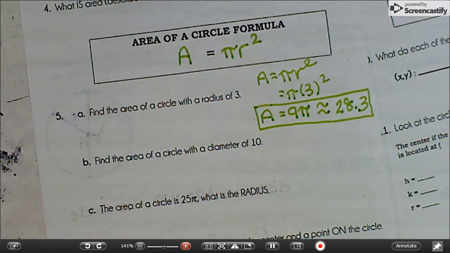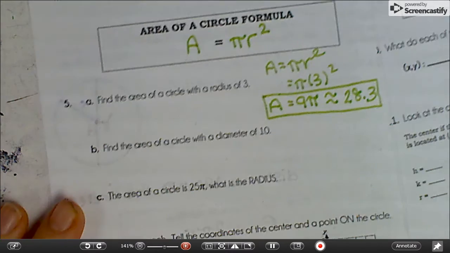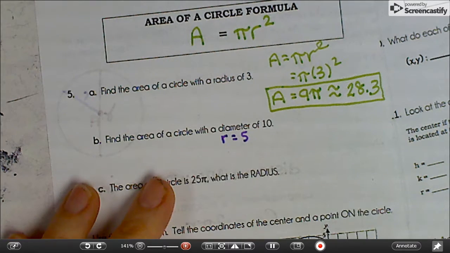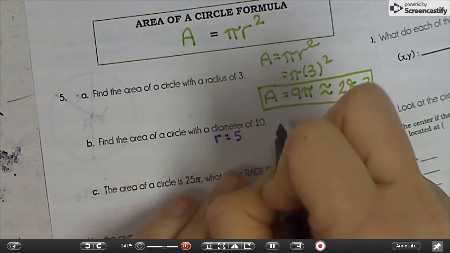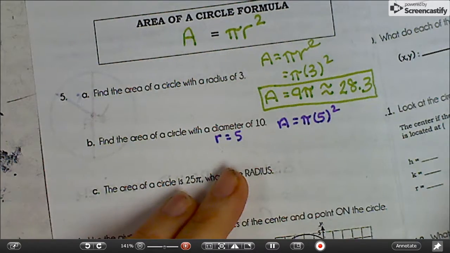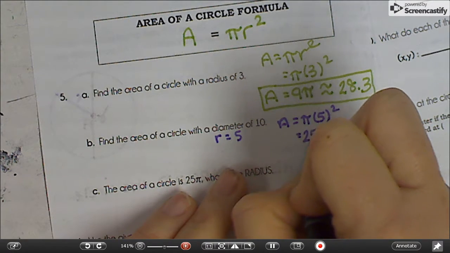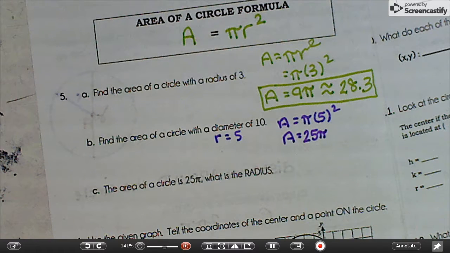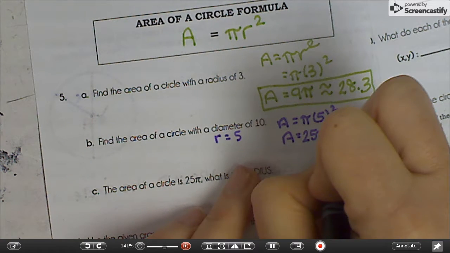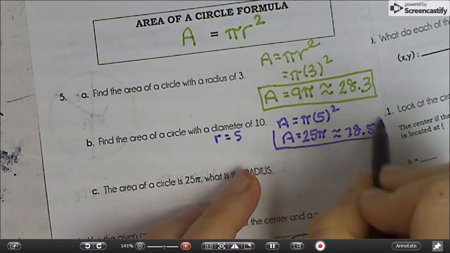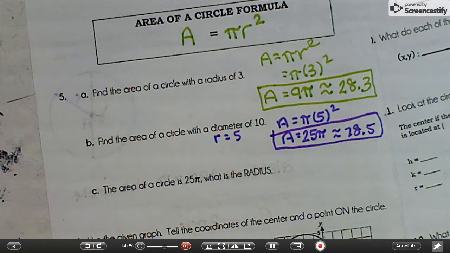I know I'm going pretty fast, but I feel like you guys should probably be going faster than me, so we should be good. Again, this one gives us the diameter, but the radius is half of that. So area equals pi times 5 squared, 25 pi. And 25 times pi is approximately 78.5 of whatever unit there is. We don't have units written here.